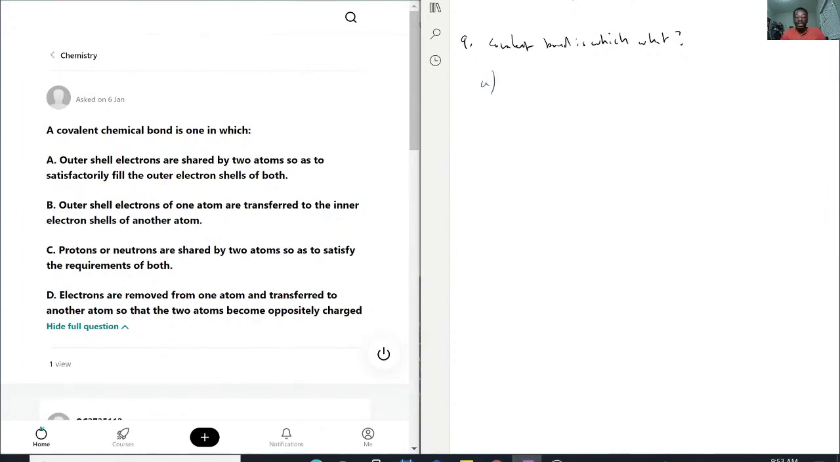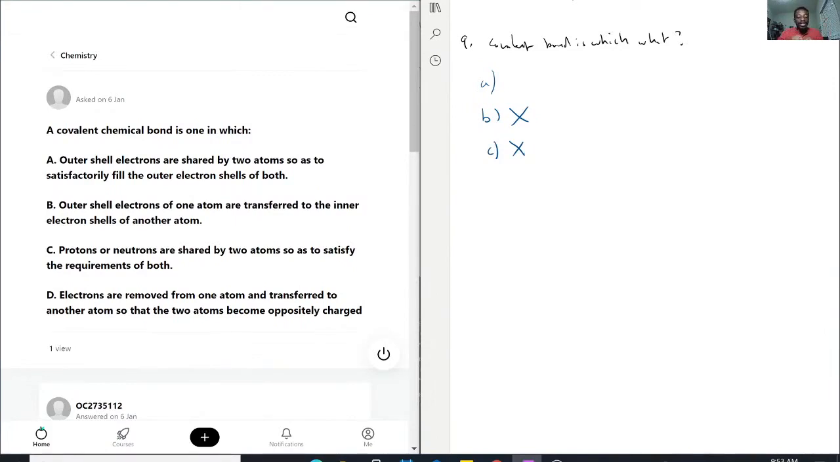For B, it says the outer shell electrons of one atom are transferred to the inner electron shell of another atom. This is just not possible, at least in most cases, because for most atoms, they're working with their outer shells. So even if a transfer were to occur, it would just be transferred to the outer shell of another atom. It wouldn't go into the inner shell. So that one would not work as a definition. C says protons or neutrons are shared by two atoms so as to satisfy the requirement for both. So this one is also not it, because we're actually trying to share electrons.